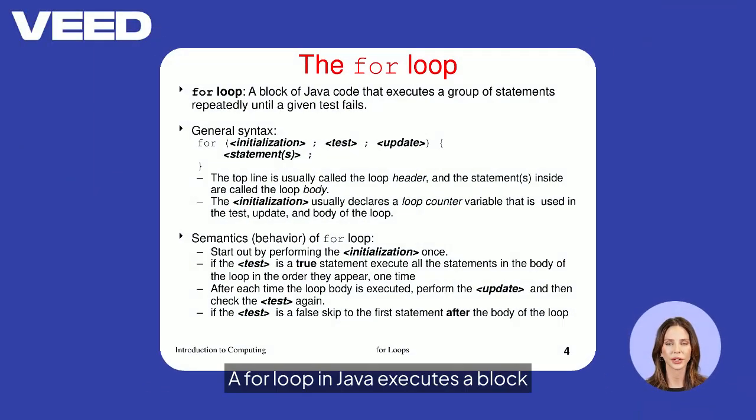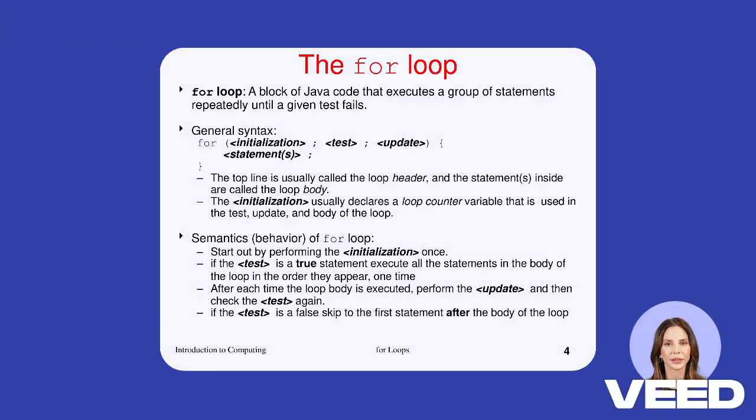A for loop in Java executes a block of code repeatedly until a specified condition is met. The loop consists of initialization, a test condition, and an update statement. Understanding these components is crucial for effectively utilizing for loops in programming.